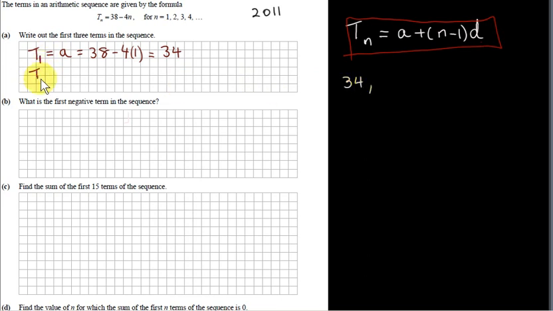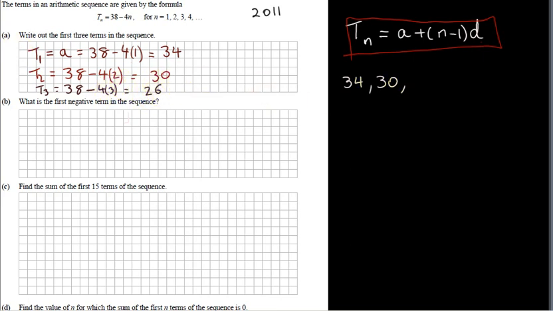To get T2, we just plug 2 in for n. So we have 38 minus 8 is 30. Now, to get T3, we could again just plug 3 in for n. 38 minus 4 times 3, that's 38 minus 12, that's 26.